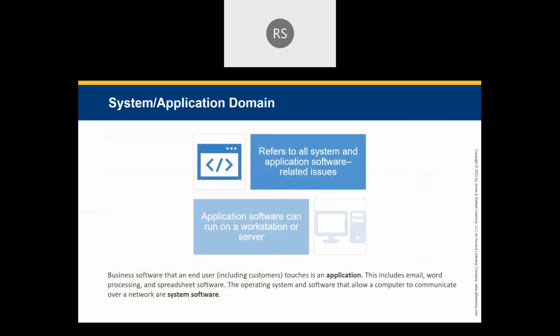The system application domain focuses on managing systems and application software related issues in the IT infrastructure. This covers all aspects related to system and application software in an IT environment. System software refers to the software that enables a computer system to function, such as not only your operating system, but also network communication software. Application software includes business software that end users interact with, such as email clients, word processors, spreadsheets, and so forth.